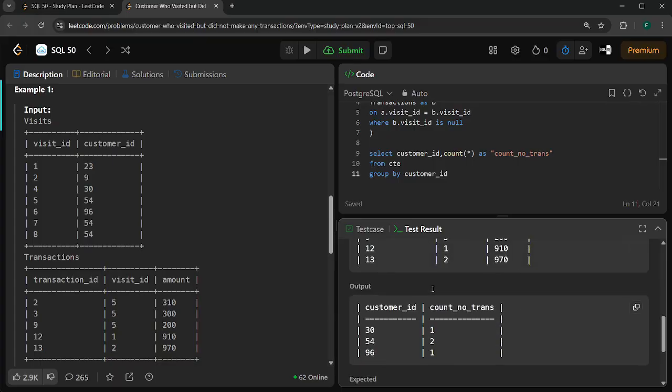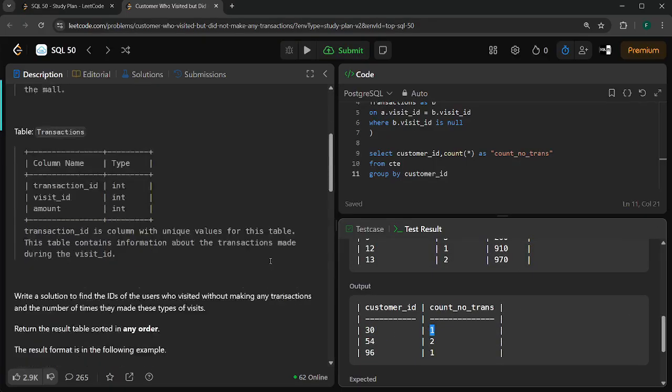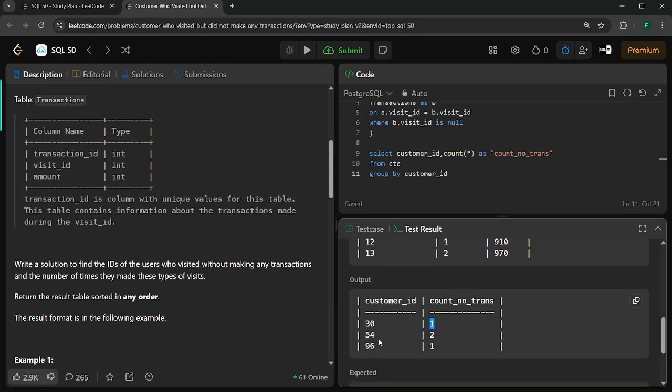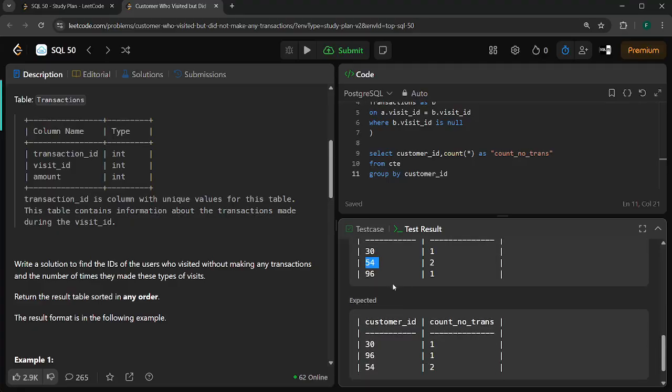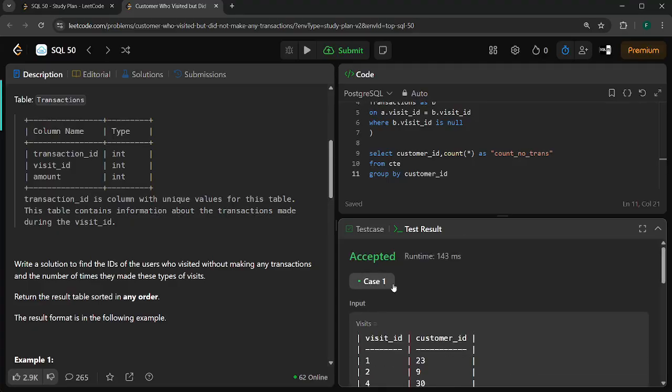So let's check. The output that we've got is 30 has made one of these visits, right? 54 made two of these visits. 96 made one of these visits. It matches clearly with the expected output. So I hope that you have understood what the problem is about. And again, it is really important to get a good grasp of the problem statement, because that solves 90% of your problems. So thank you for watching, and I'll see you in the next one. Bye bye.